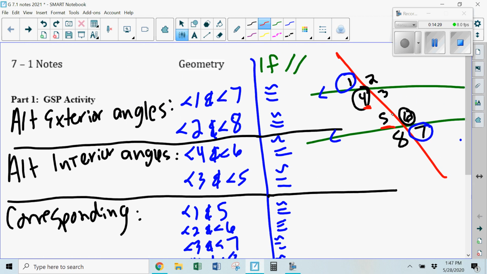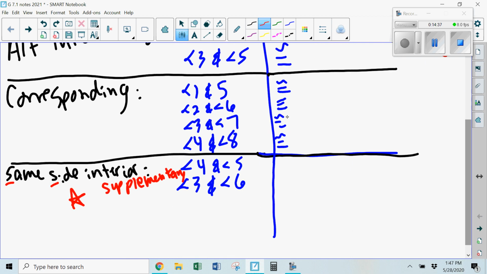Angles 4 and 5, if the lines are parallel, will not be the same number. They will be supplementary. They will add to 180. So don't put that 4 will be congruent to 5. Let's put measure of angle 4 plus measure of angle 5 equals 180, because that's what supplementary means.